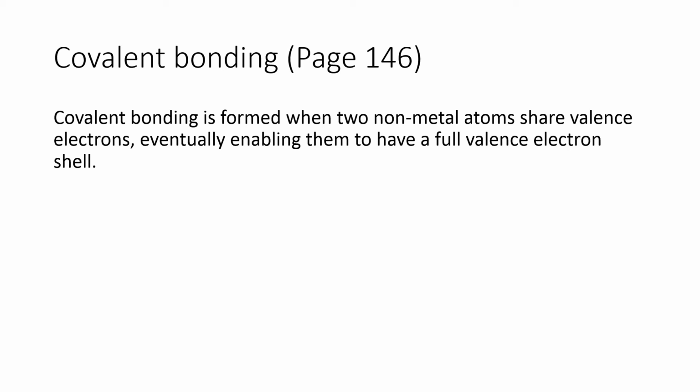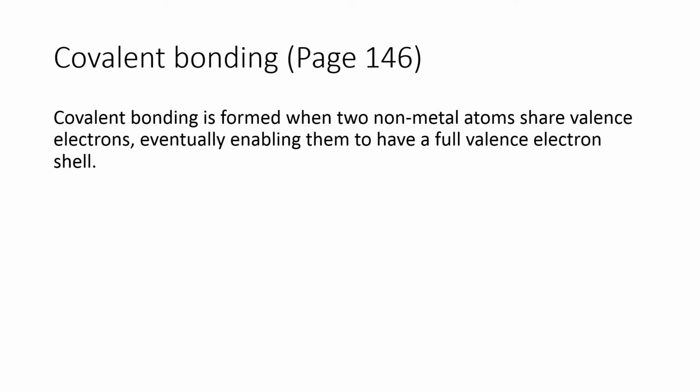Alright, so this is a lesson that we have for covalent bonding. So I'm going to 6.2 covalent bonding, page number 146. So we are going to continue our lessons on covalent bonding here. When we talk about covalent bonding, we are talking about bonding between non-metal atoms, two or more non-metal atoms.